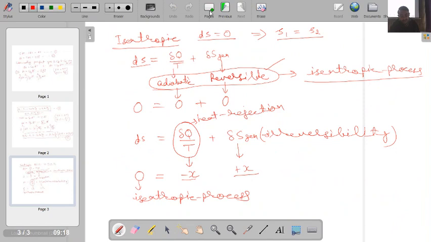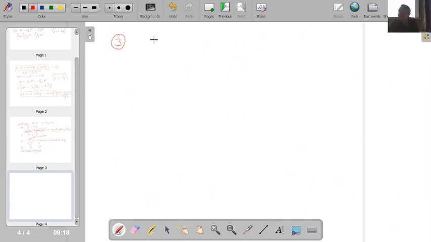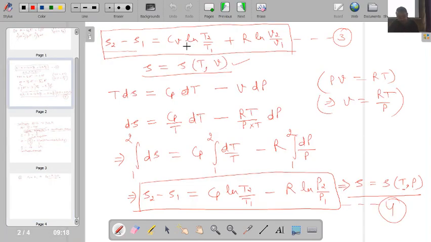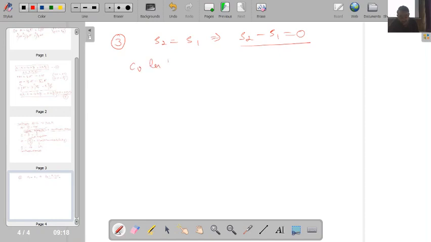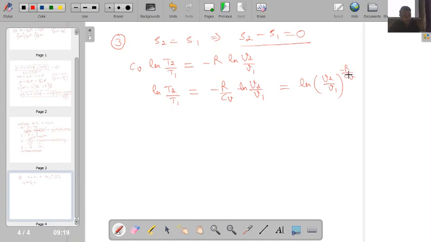As per equation 3, if I have isentropic process, then S2 will be equal to S1 and S2 minus S1 will become 0. So from equation 3, Cv ln T2 by T1 will be equal to, taking this term to the other side, minus R ln V2 by V1. Now if you take the Cv to the other side, then you will get ln of T2 by T1 equal to minus R divided by Cv into ln of V2 by V1. Now I can write ln of V2 by V1 to power minus R by Cv.